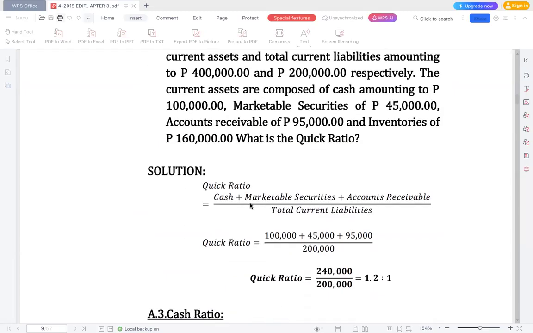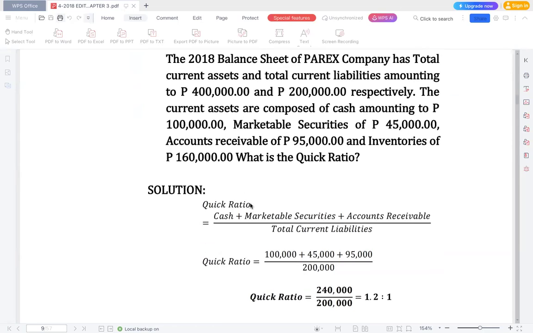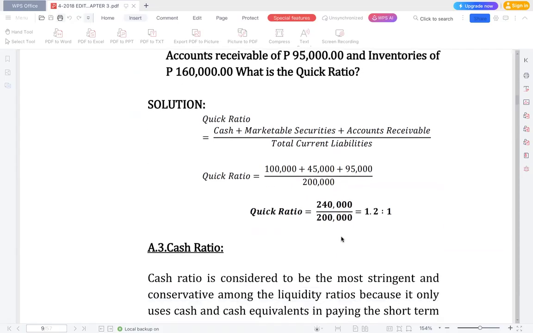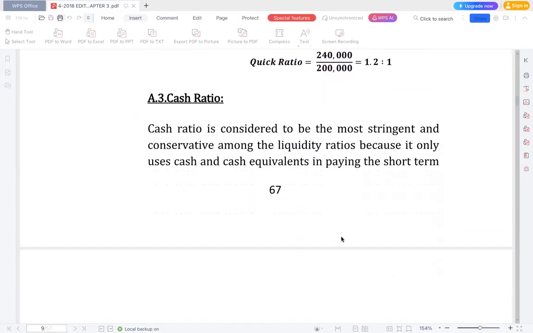Just add cash amounting to 100,000 plus 45,000 plus 95,000. Exclude 160,000. Divide this by total current liability of 200,000. So our quick ratio is 1.2 is to 1.